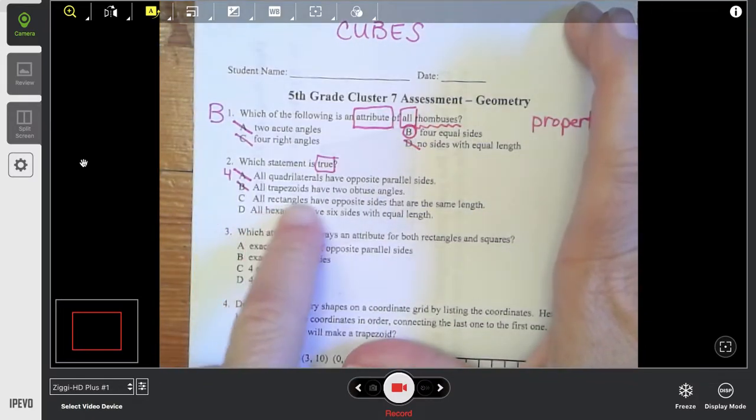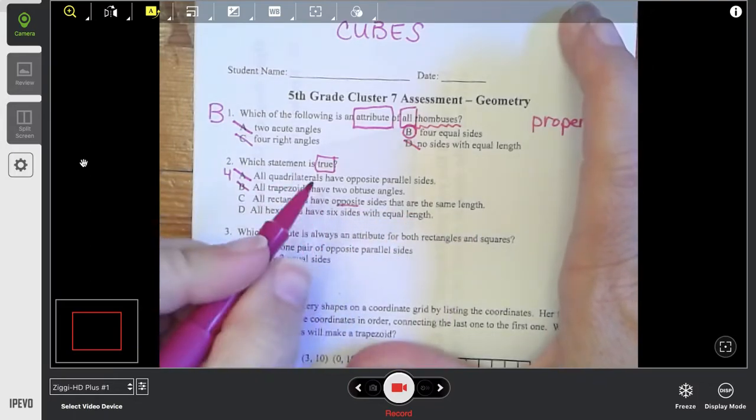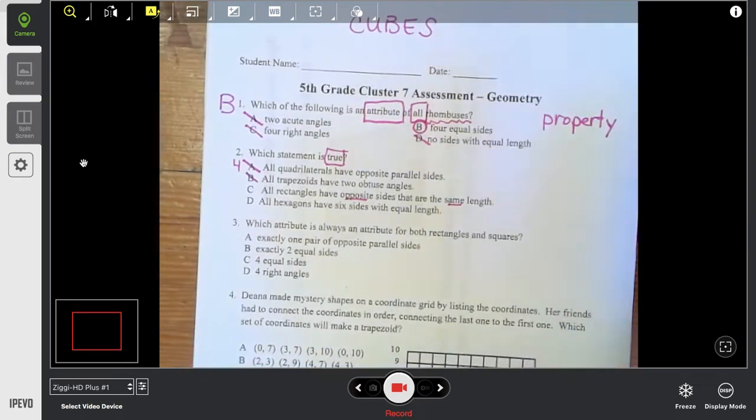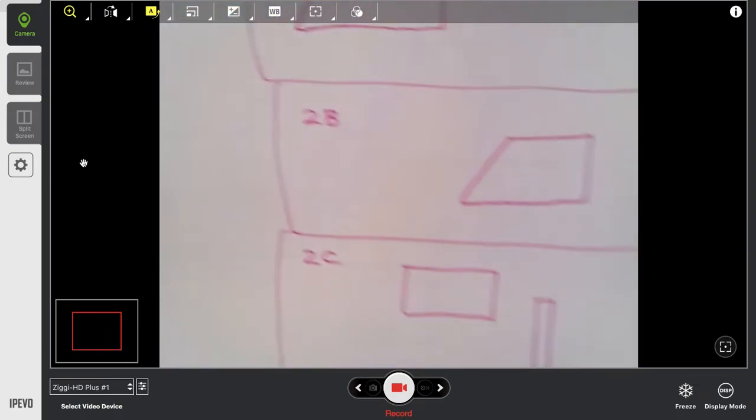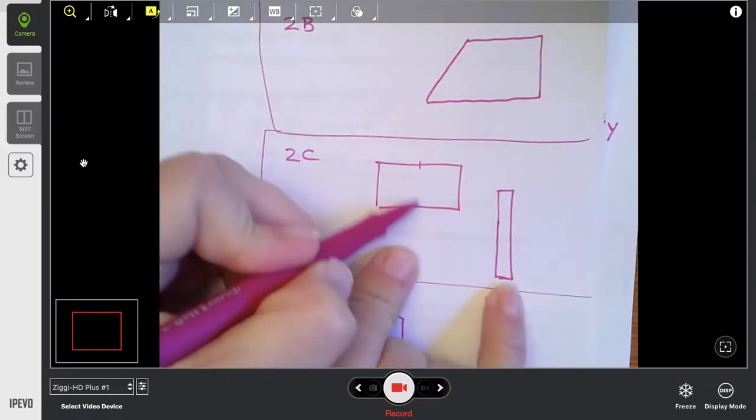All rectangles have opposite sides that are the same length. Okay, so that key is opposite sides that are the same length. I tried to draw a couple rectangles here. Here's one, here's two. Opposite sides are equal.